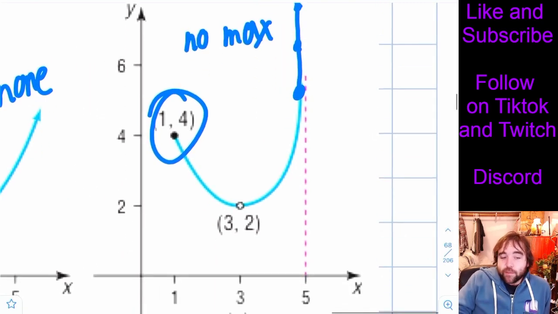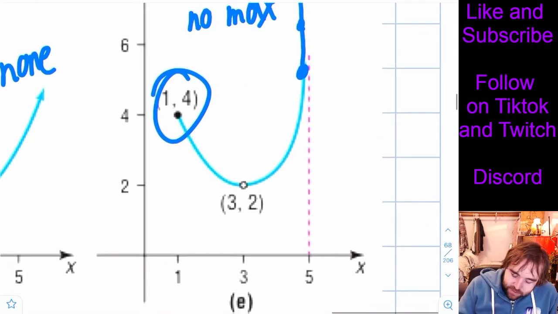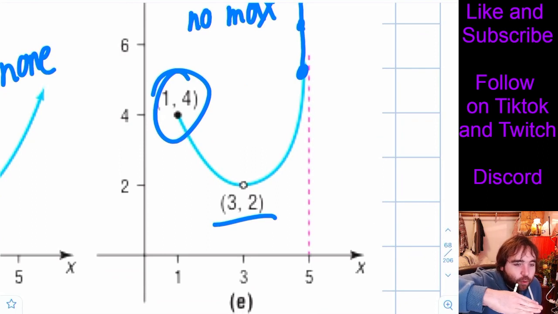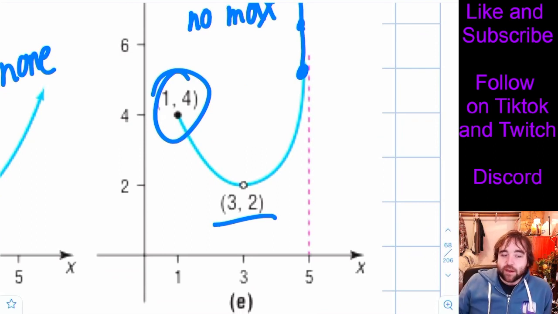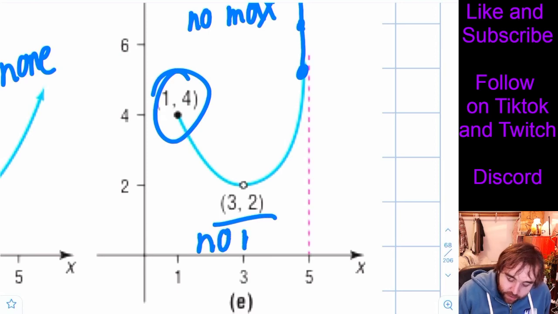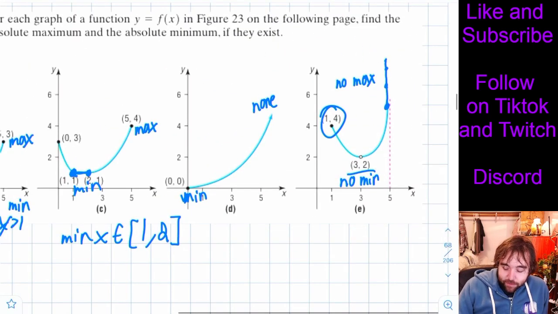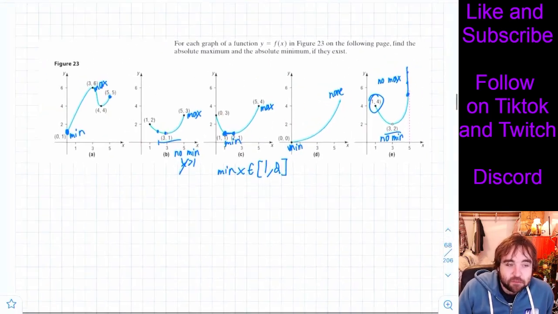And then the absolute min, it has no absolute minimum for the same reason we said for the other one. It keeps getting lower and lower and lower, closer to that point, but it's still getting closer to that point and never actually hitting it. So the minimum value never gets all the way down to 2. It just gets closer and closer and closer to 2. So this has no absolute minimum either. It's got no absolute maximum or absolute minimum, which is fine. Nothing wrong with that.